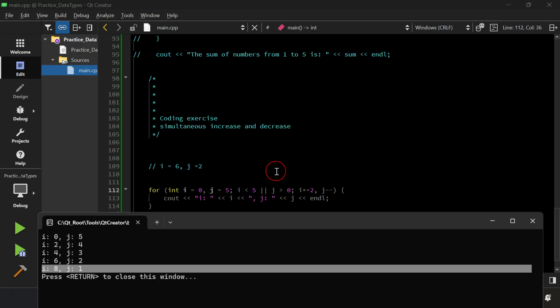So the important thing here is that when we are using the AND operator, both sides of AND must be met. However, when we are using the OR operator, if either side is met, it's okay, we enter the condition.